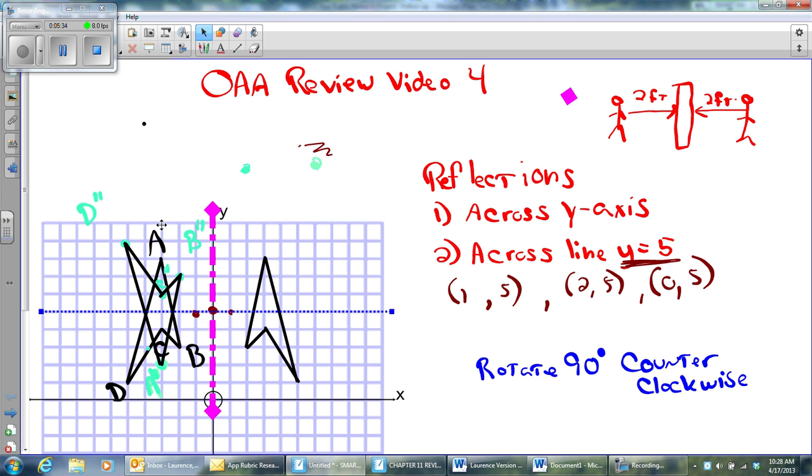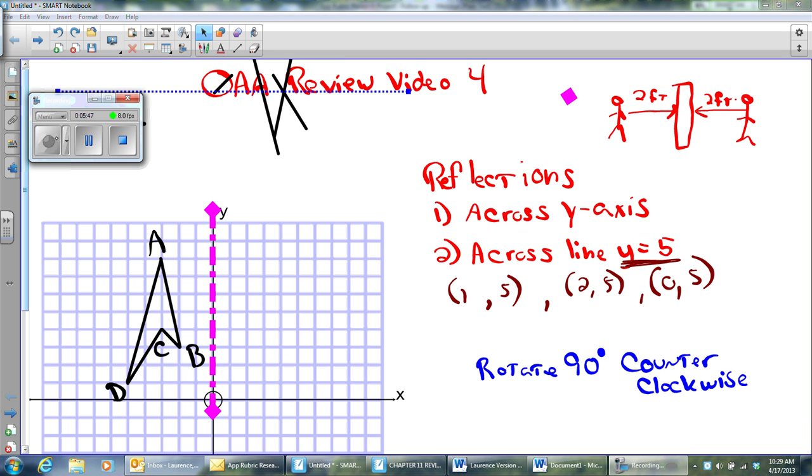All right, so let me get rid of all this. And now we're going to talk about rotations. And rotations are pretty simple. Now there's two types of rotations, a 90-degree rotation and a 180-degree rotation. For the 90-degree rotation, I need to know which way I'm going, clockwise or counterclockwise.